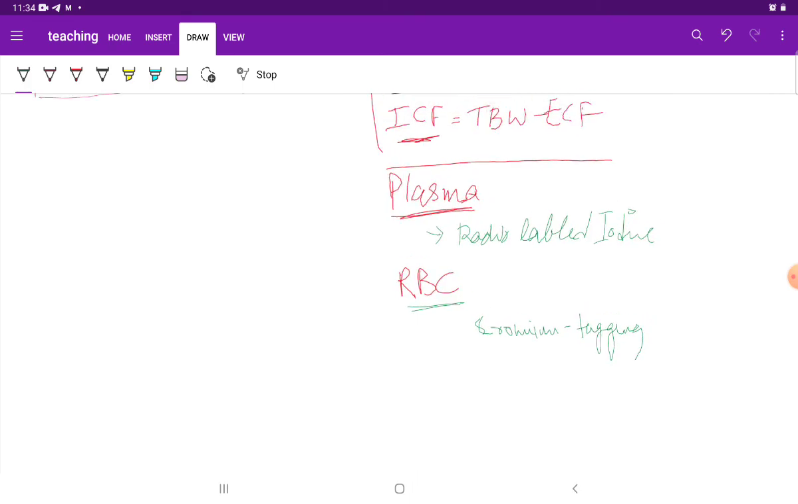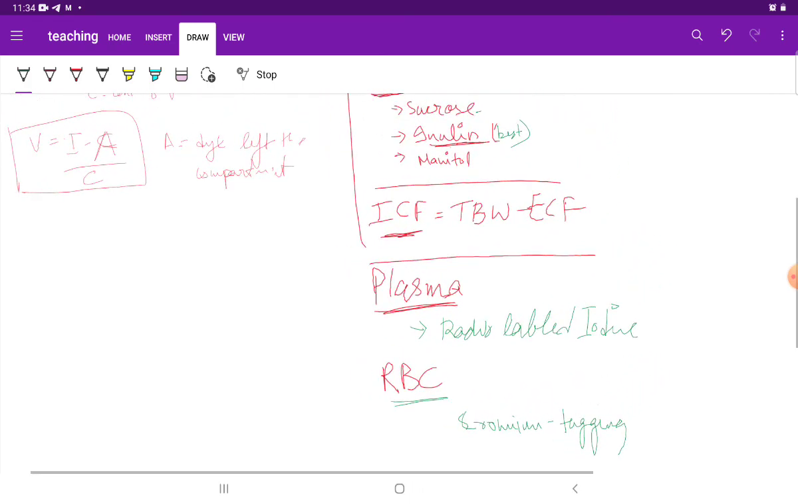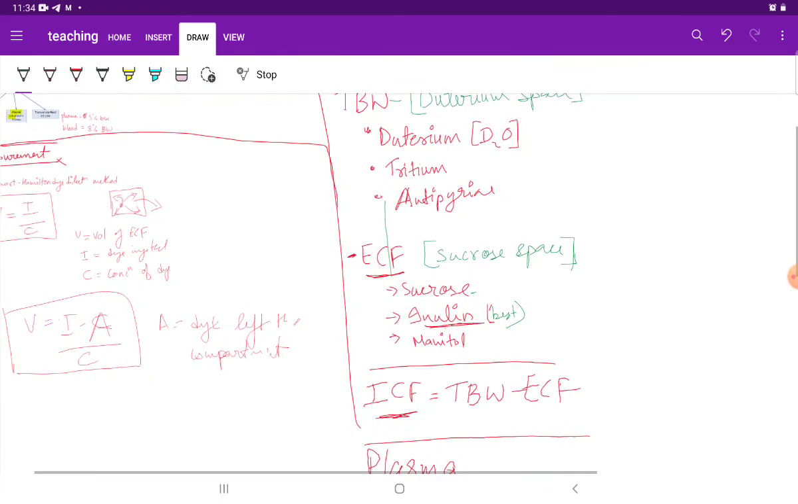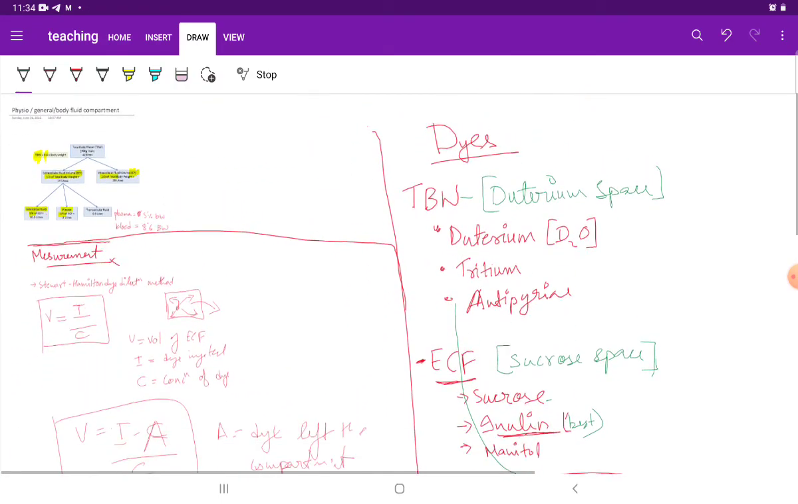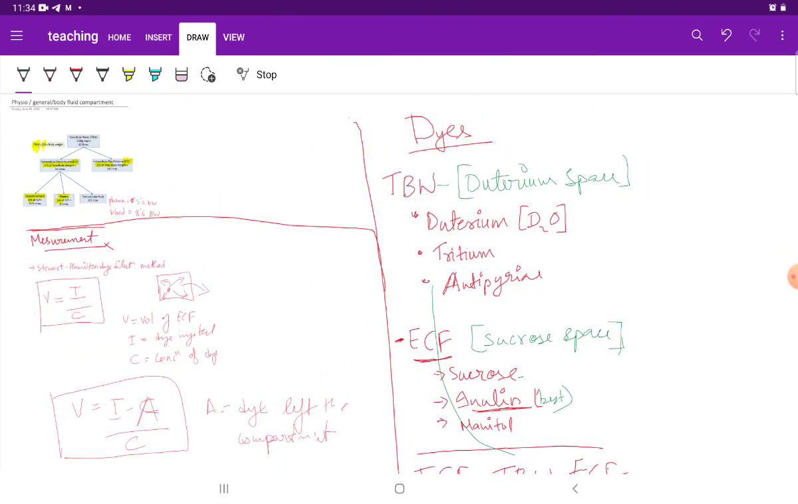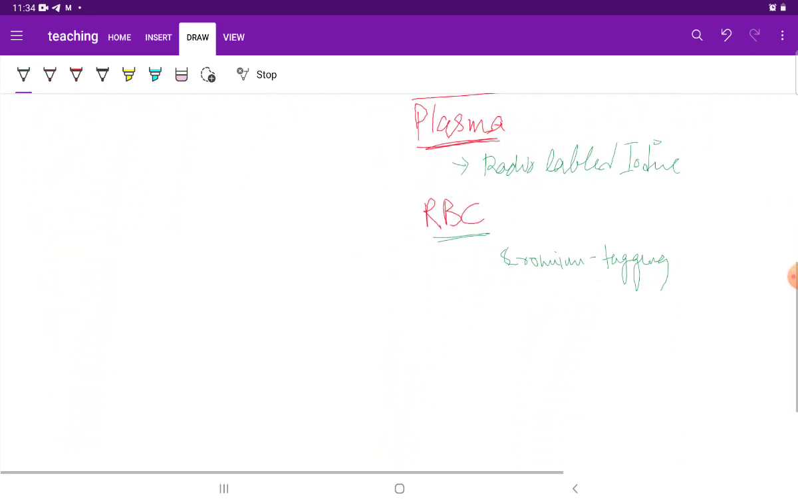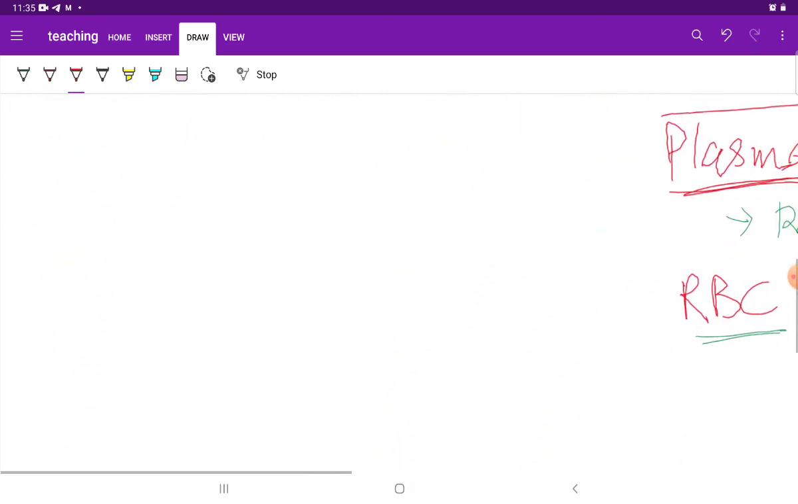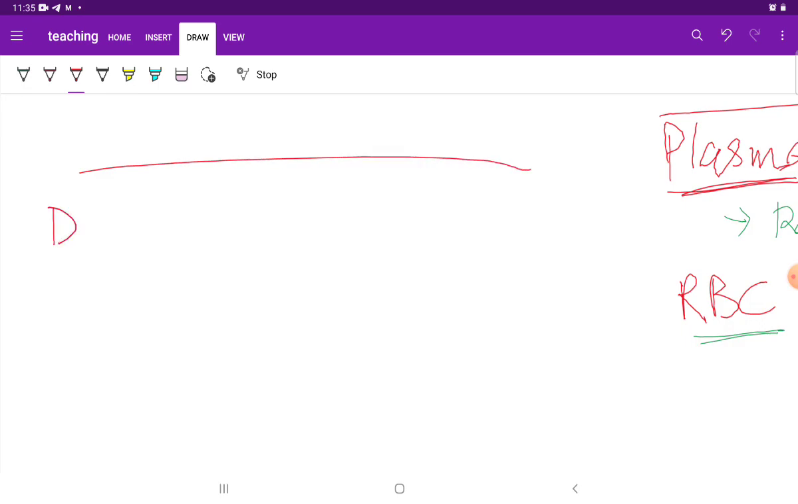So these are the things we have discussed: the body fluid compartments, measurements, and the dyes used. Now the next topic which we will be discussing is the disturbances faced in the body fluid compartments.